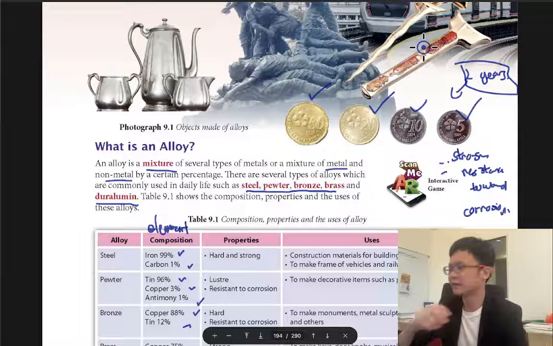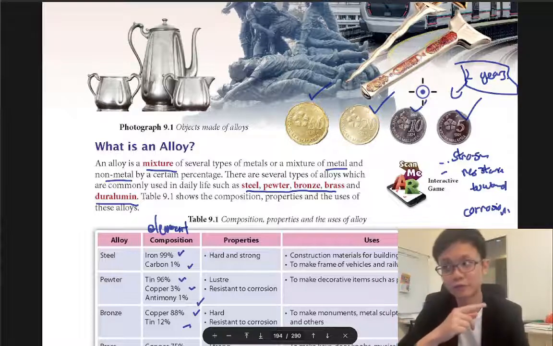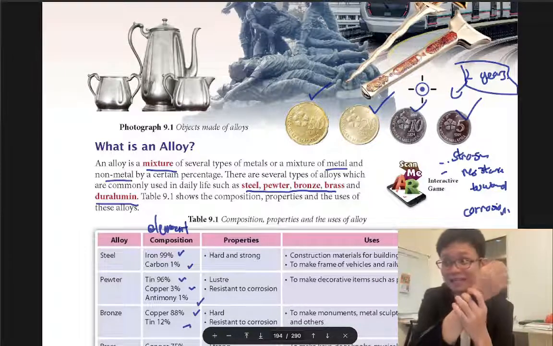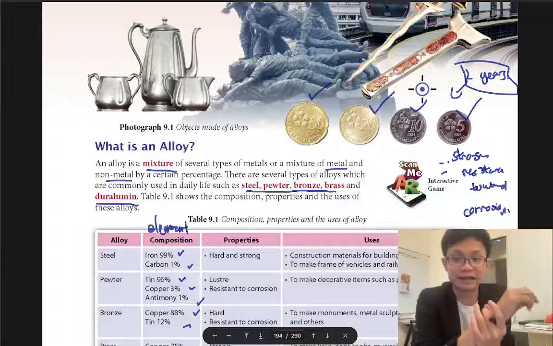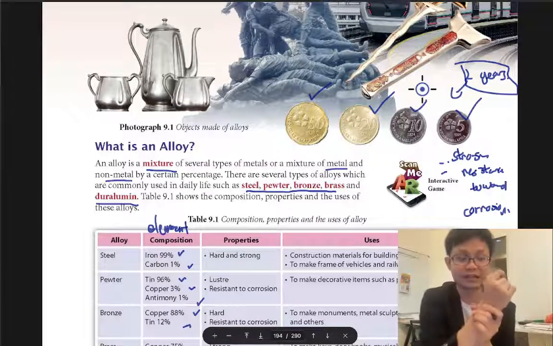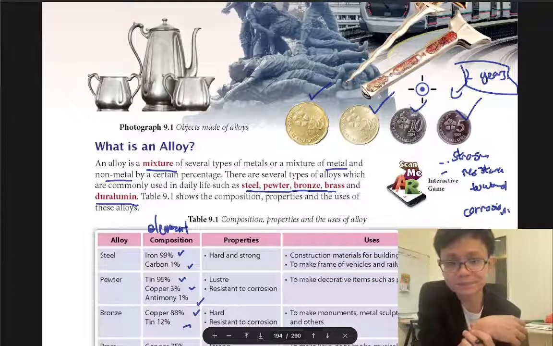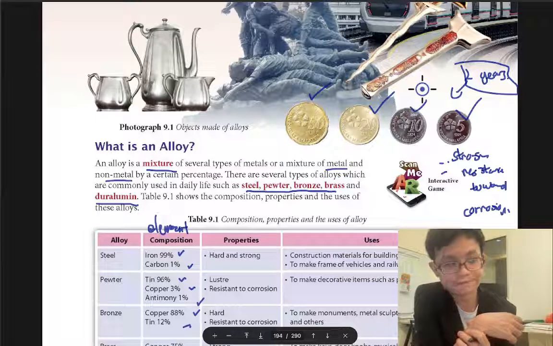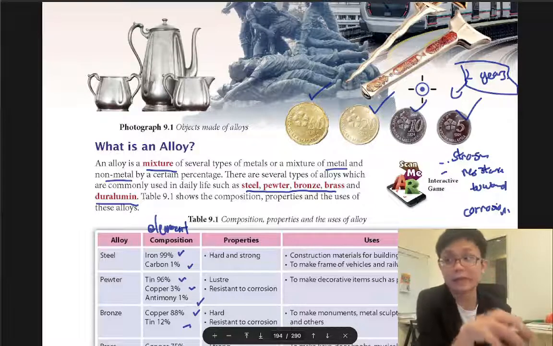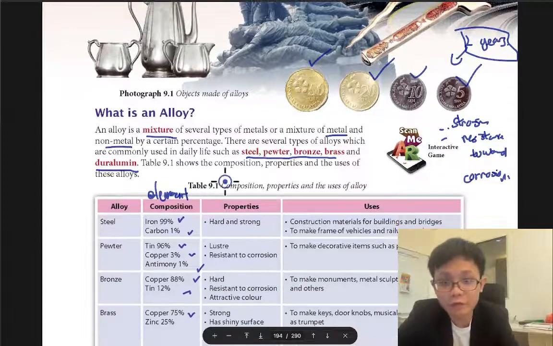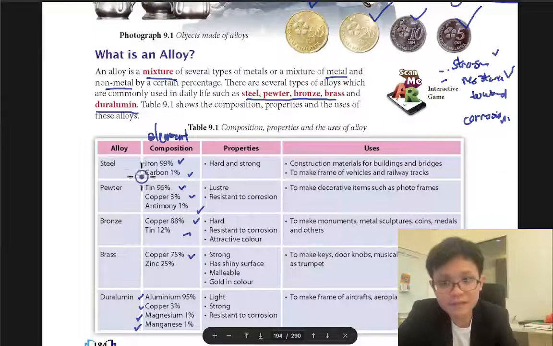Let's say my watch. Hey, I don't have my watch, it's in my room. My watch is usually made of stainless steel. So stainless steel is also an alloy. Usually it won't rust. So if I put my watch in the aquarium, I think it will become dirty, but it won't rust. Gold is even better. Gold, you know, usually won't rust. Okay, so that's why we want to make alloy: because it's stronger and more resistant to rust. For example, steel is 99% iron and 1% carbon, hard and strong, used to make building material, like the bridge.